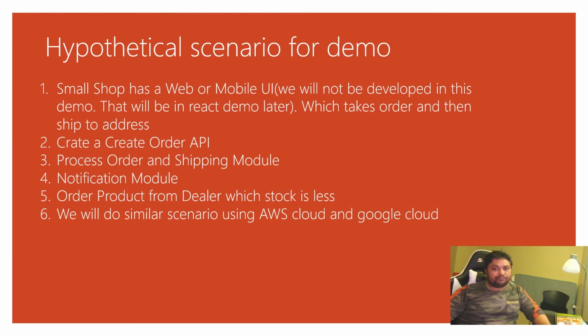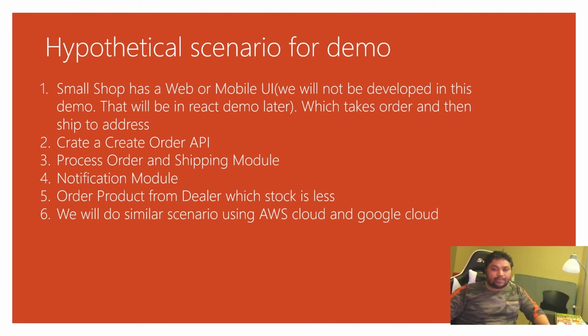And there will be some more features where the backend function will decide that if some product is very low in stock, it will connect to a third-party service and order that product. So that is the concept of this scenario.